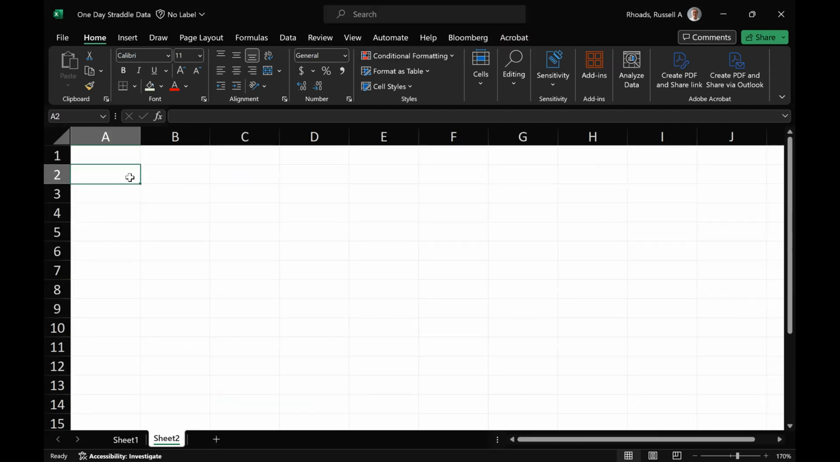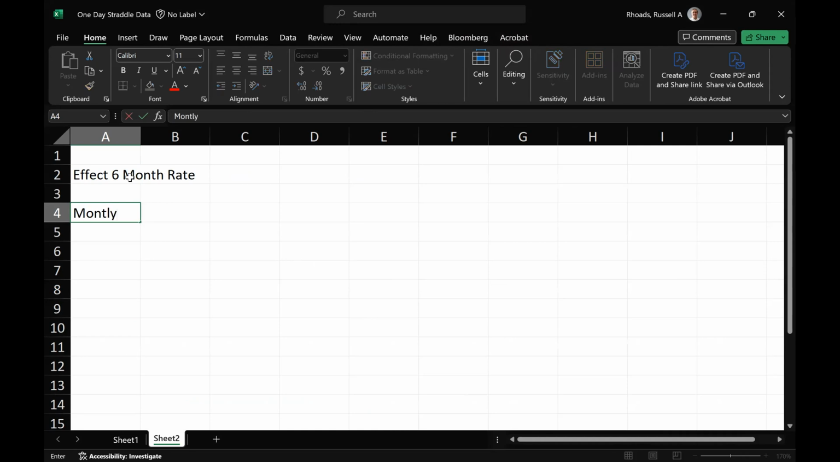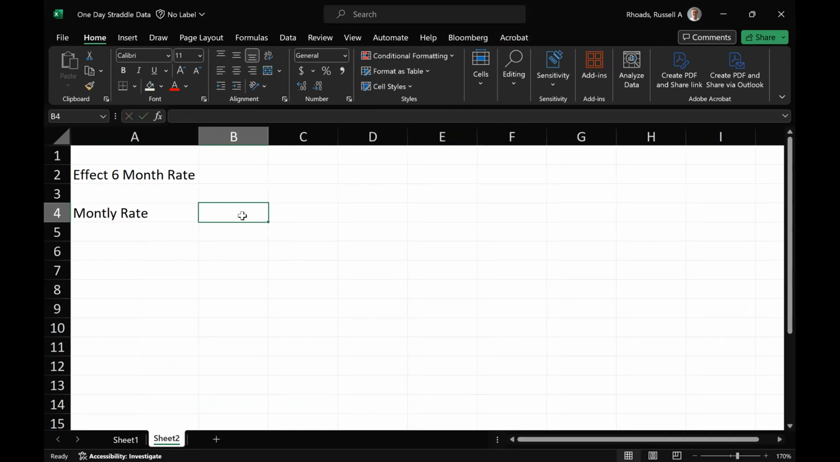All right, so we're trying to find the effective 6-month rate. The monthly rate was 0.65%, and we got that by 7.8% divided by 12. And so we have the annual percentage rate, which is where we just take the monthly rate and we multiply it by 12.